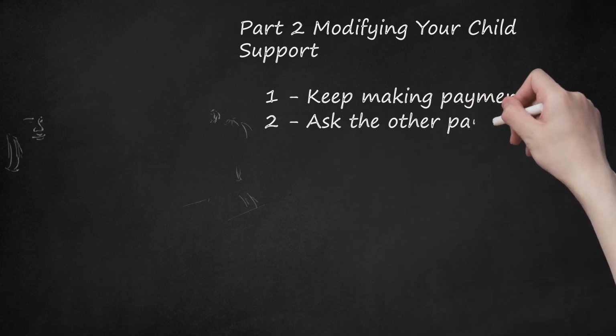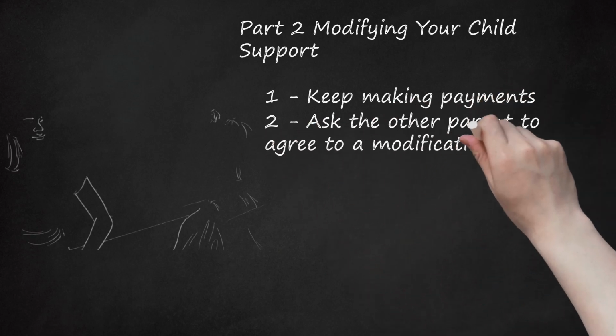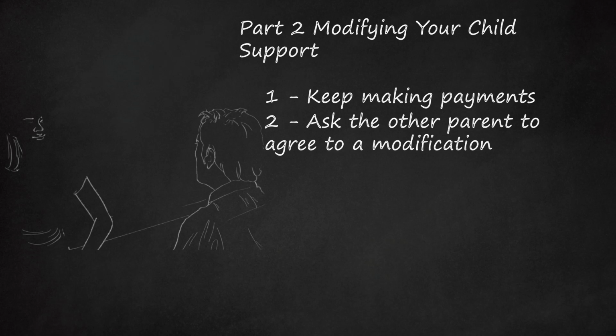2. Ask the other parent to agree to a modification. You can always reach an agreement to modify your child support on your own. You should call up the other parent and explain your situation. This might not be easy, especially if you think the other parent won't agree to the change.